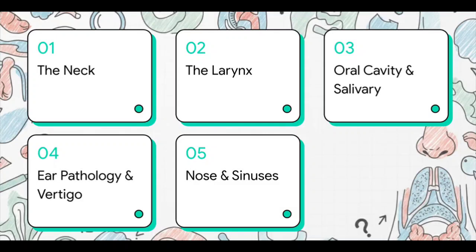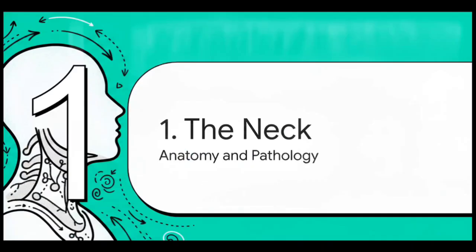Here's our progression for today. 1. The neck. 2. The larynx. 3. Oral cavity and salivary glands. 4. Ear pathology and vertigo. And finally, 5. The nose and paranasal sinuses. Let's get to it. Section 1.